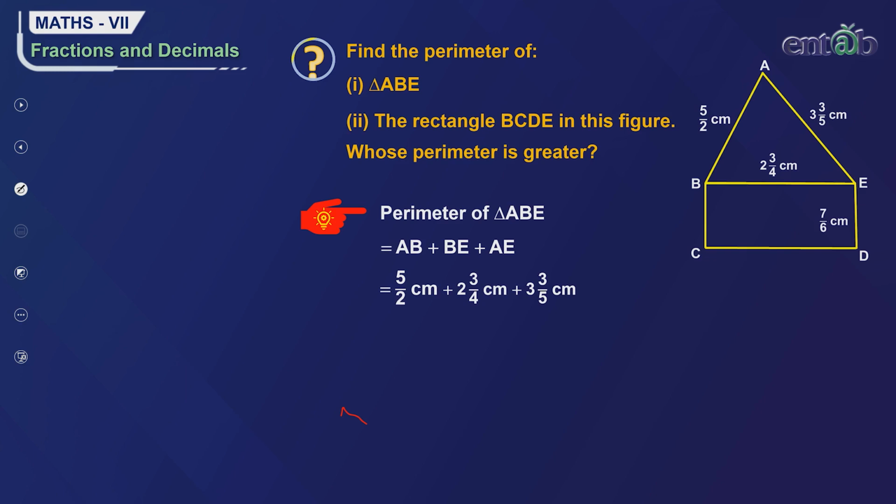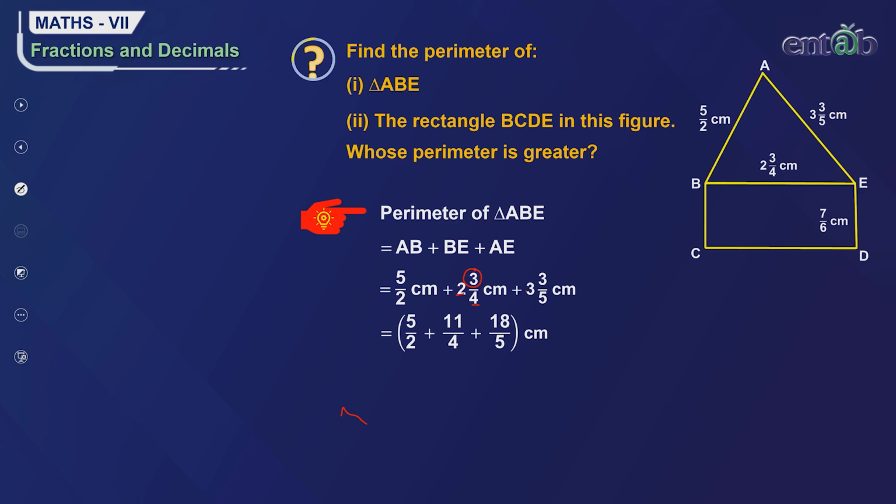Now, in order to add these fractions together, first we are going to convert these mixed fractions into the improper form. You must remember, for converting a mixed fraction into the improper form, we multiply the whole number part with the denominator, that is 2 times 4 is 8, and we add the numerator part. So, 8 plus 3 is 11, so 11 over 4. Similarly, 3 times 5 is 15 plus 3, 18 over 5. Now, we need to add these fractions together.